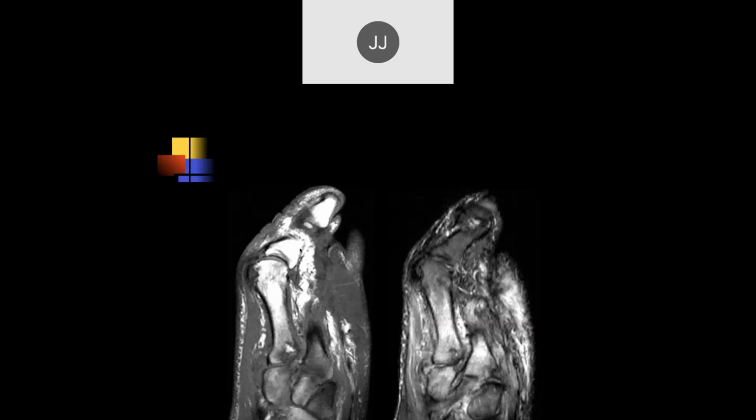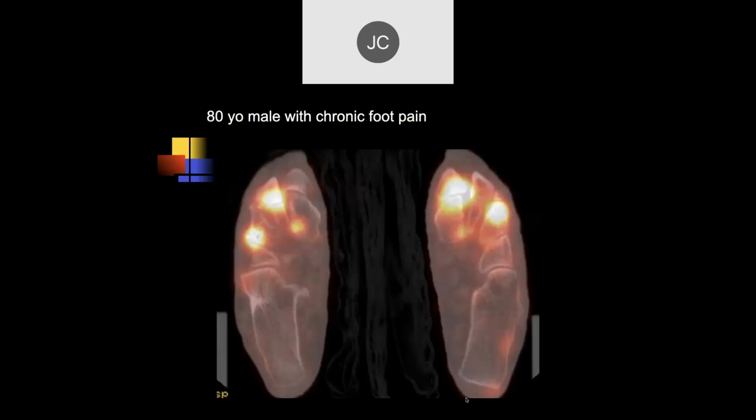We have severe first TMT joint degeneration, second TMT, and third TMT as well. Again, we have this kind of cystic change here, and a lot of muscle atrophy, characteristic of chronic Charcot disease. The only thing is we don't know how long this patient had it. But I would bet it was a female.